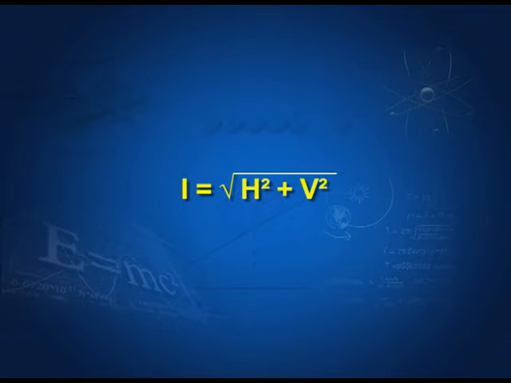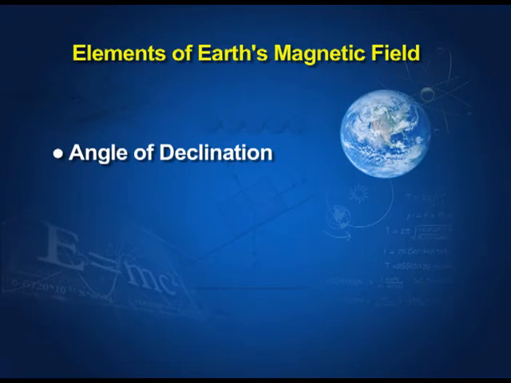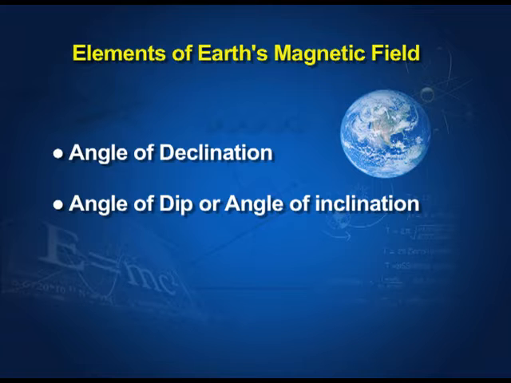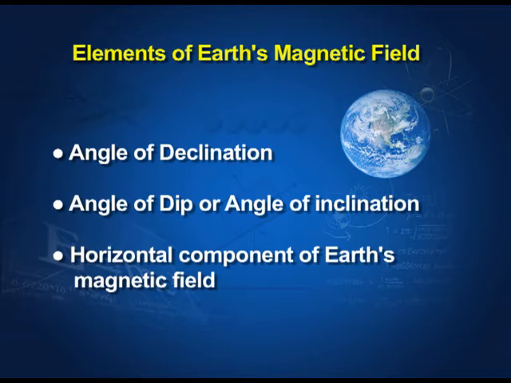This value of total intensity on earth at a particular location, say Delhi, we can take the value is 0.36 Gauss. At other locations it would be different, as you can see, because angle of dip would be different. So, three elements of Earth's magnetic field are angle of declination, angle of dip, and horizontal component of Earth's magnetic field. So, let us sum up some facts about horizontal component of Earth's magnetic field.